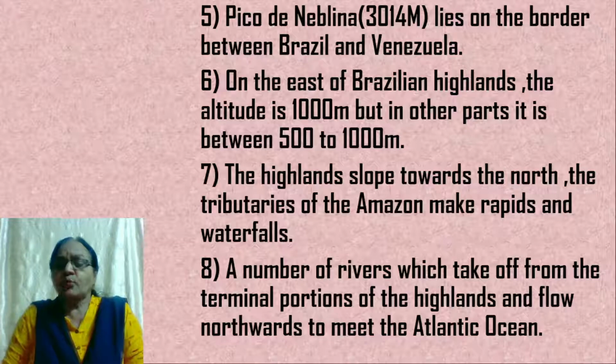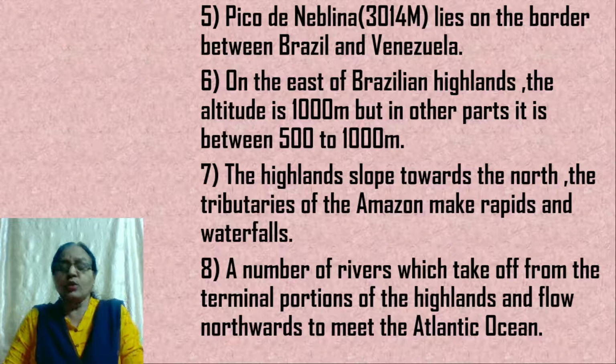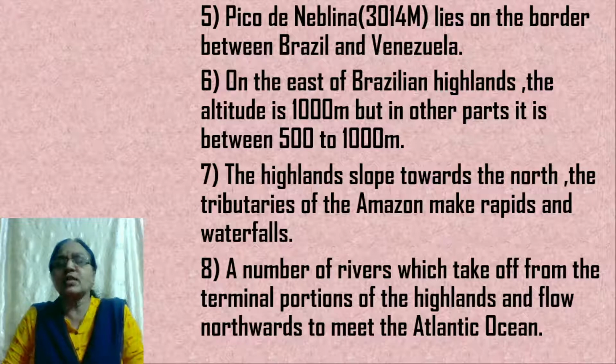The highlands slope towards the north. The tributaries of the Amazon make rapids and waterfalls. Okay, so the Brazilian highlands slope towards the north, and hence the Amazon River flows towards the north, and along its way it makes many rapids and waterfalls.